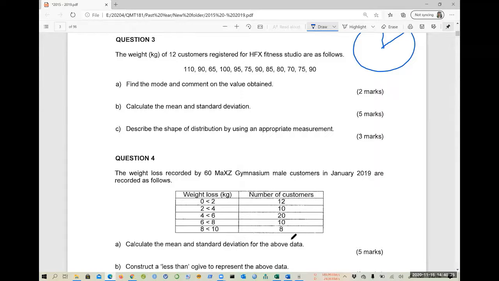The first one gives you the weight of 12 customers registered for HFX Fitness Studio as follows: 110, 90, 65, 100, 95, 75, 90, 85, 80, 70, 75, and 90. Then you are asked to find the mode and comment on the value obtained. To find the mode, you simply need to find the value that occurs most often.